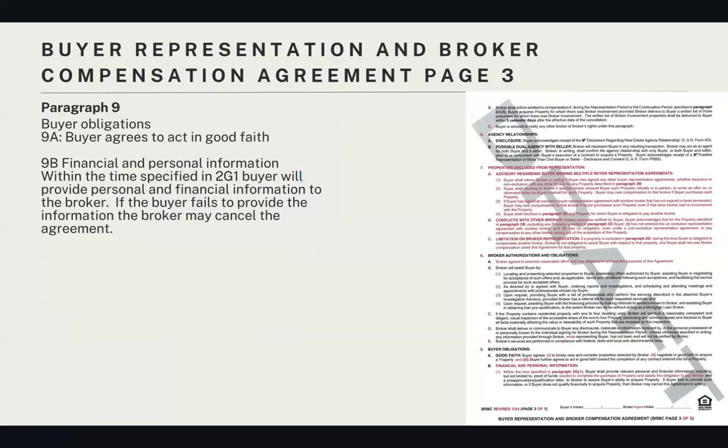Buyer obligation, the buyer agrees to act in good faith. Buyer 9B, financial and personal information within the time specified in 2G1. Buyer will provide personal and financial information to the broker. If the buyer fails to provide the information, the broker may cancel the agreement. So there is a 5-day window. Technically, once they sign this document, they are required to provide financial information to you. That gives you, as the buyer broker, the opportunity to have a better understanding. Am I wasting my time with this person, or am I in a situation where they can act? And so it gives you that opportunity.